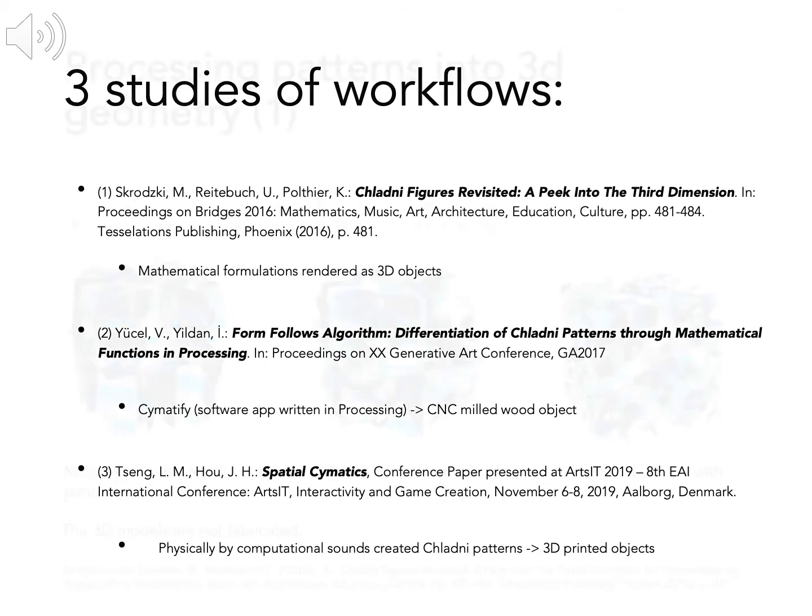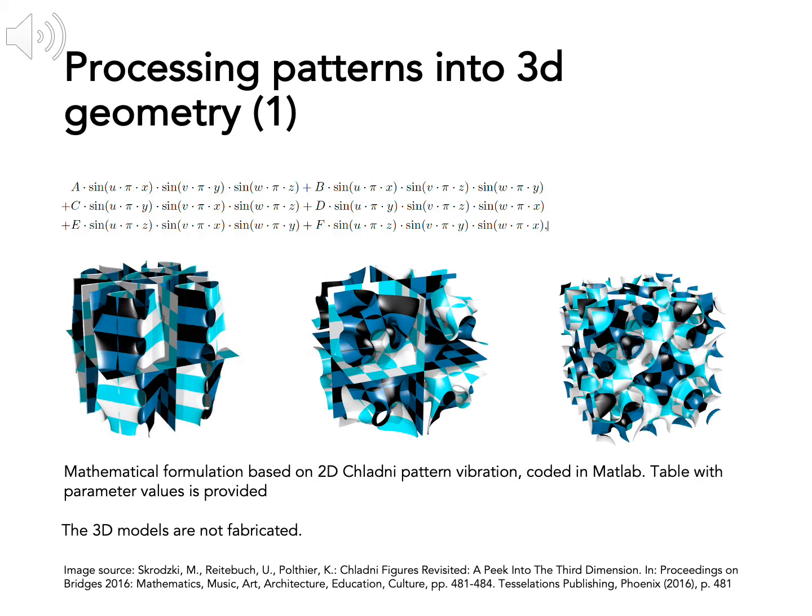So the first workflow uses the mathematical formulation developed originally by Chladni and then translated into 3D and coded in MATLAB. Then different parameter combinations are given. The results are rendered with different degrees of grid fineness, but as you see, this workflow does not create physical objects, so the 3D models would need further processing if they were to be fabricated.